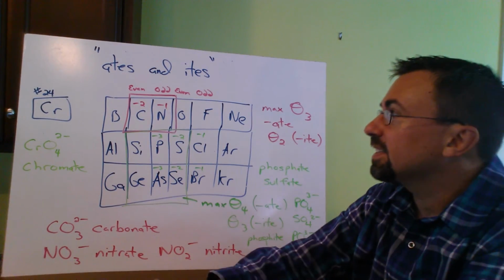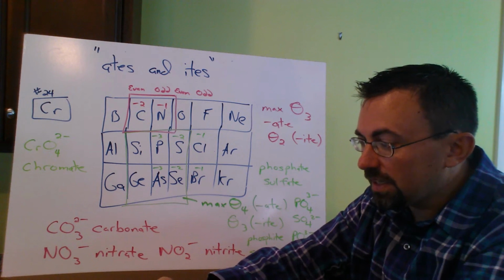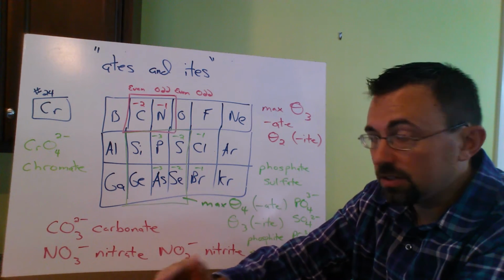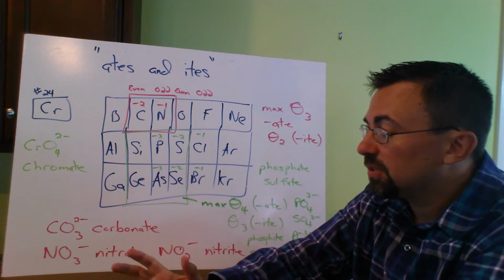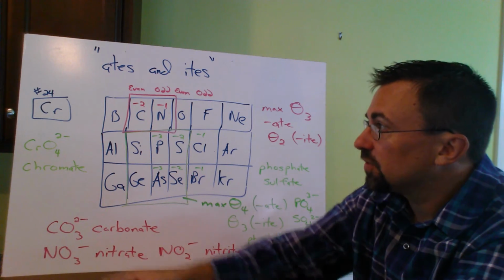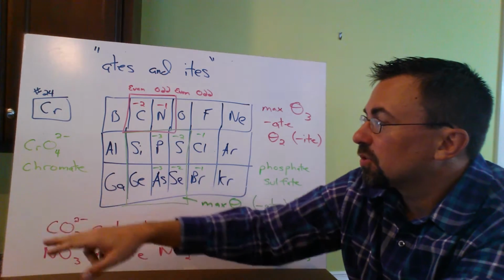All right, so let's get into this ate and ite idea. Like I said before, a lot of these polyatomics have oxygen. So whatever oxygen is attached with, the root of that word becomes the front. So if it's attached to chromium, we put chrome out front.